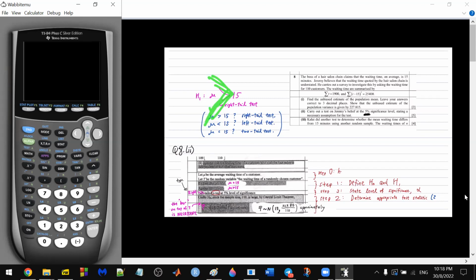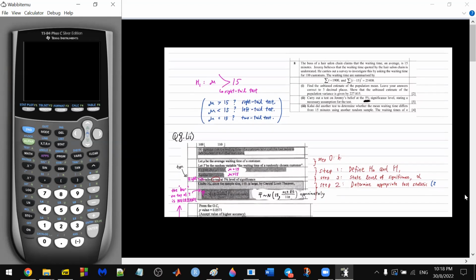Jeremy wants to show that the boss is sort of lying about the quality of the service. The waiting time is actually way, way longer. That's why the alternate hypothesis is more. You're going against the boss, so you must go more. So that's why this is a right tail test.